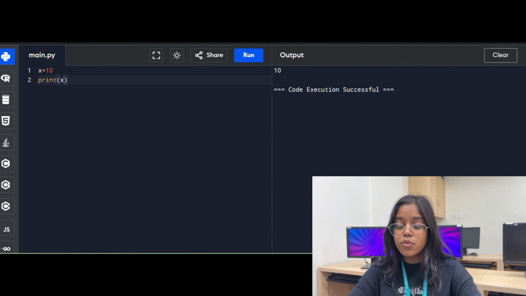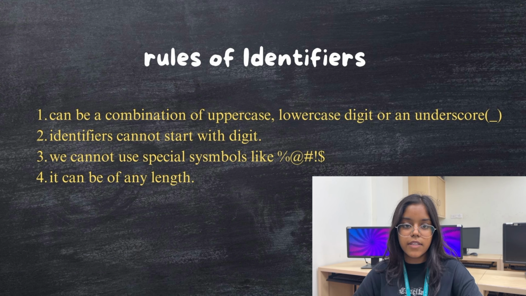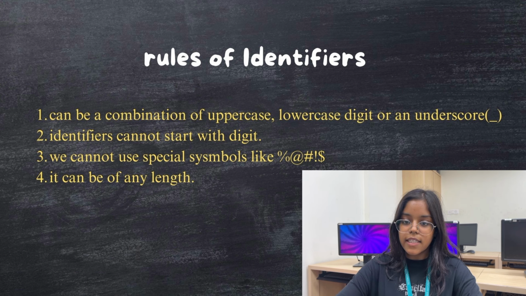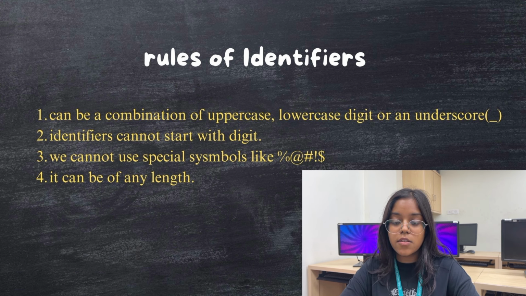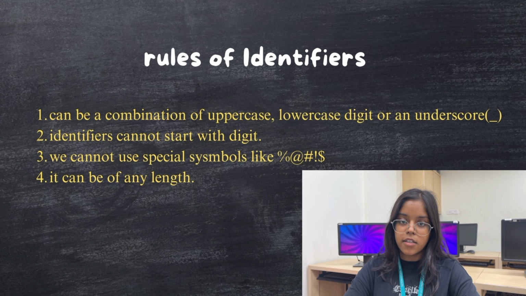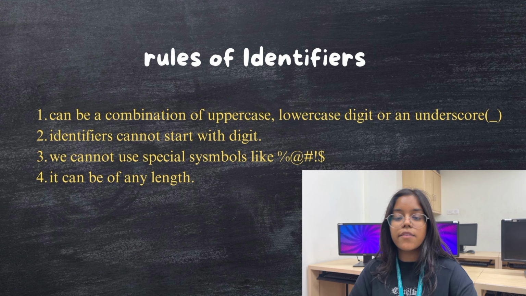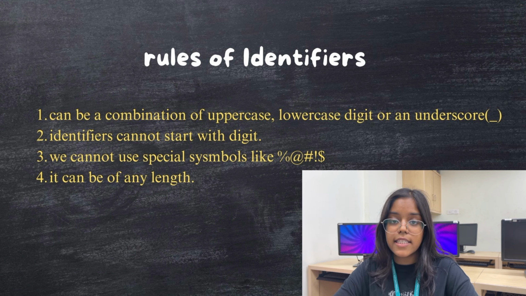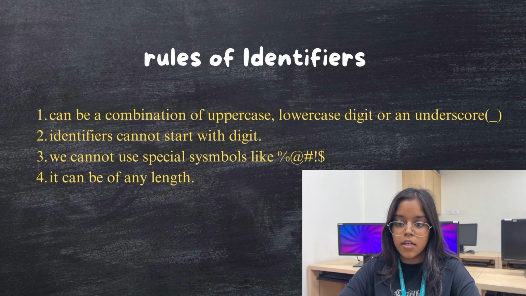Along with this, there are a few rules for the name of the variable. It is known as identifiers. Let's see what the rules of the identifiers are. The first rule says that it can be a combination of uppercase, lowercase, digits, or an underscore. It means that I can create a variable name using lowercase a to z, capital A to Z, digits from 0 to 9, and I can also use underscore.